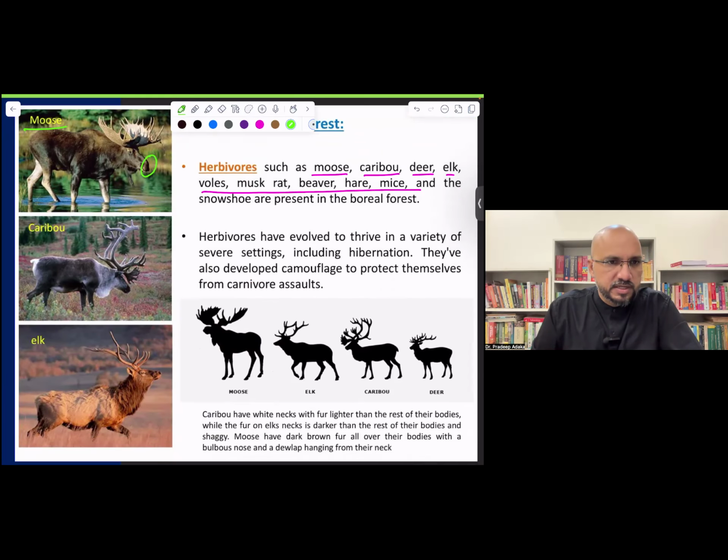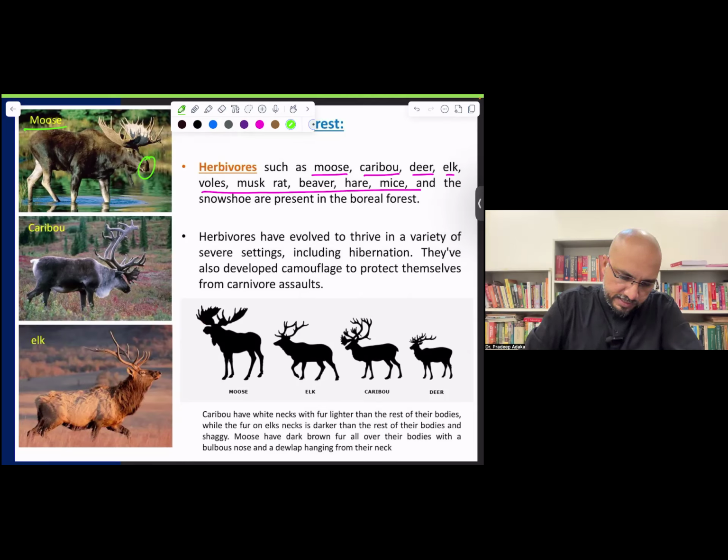Okay. Moose, caribou, elk, they look similar, but there is a slight difference. Moose have a different type of nose. So there is an extension of their nose, whereas you don't see that in other species. Elk, caribou, you don't see that type of nose. So there is an extension of the nose.